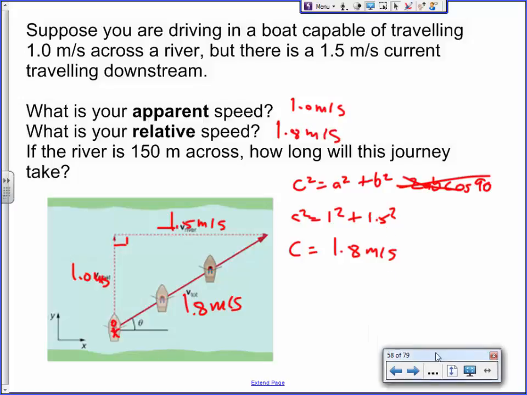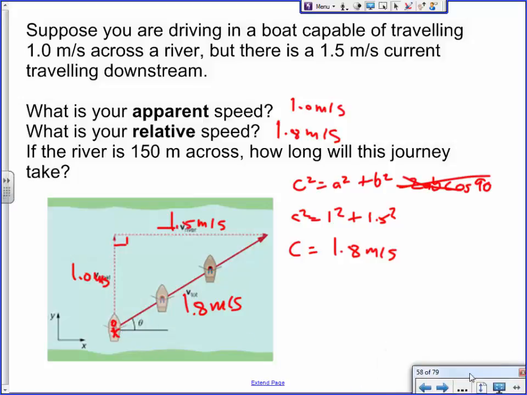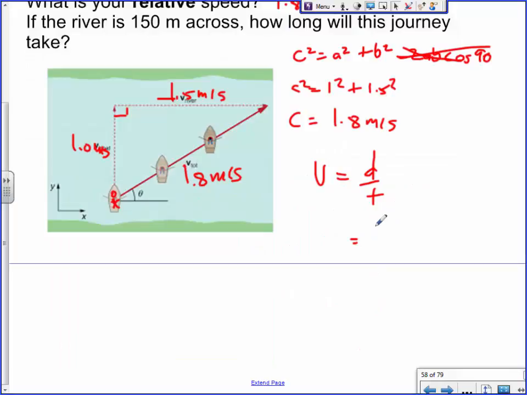And then let's do one more example here. Let's say the river is 150 meters across. So it's 150 meters from here to here. How long will the journey take? Let's assume we're traveling at constant speed, by the way. The formula for that would be velocity is distance over time, right? Well, I just told you the distance is 150 meters. Which velocity should I use, though? The 1.8, the 1.5, or the 1.0? Actually, the 1.0.